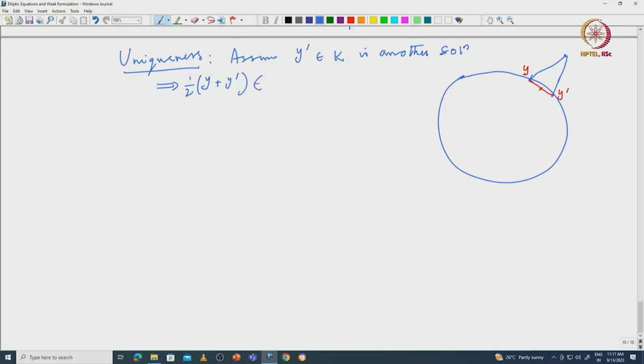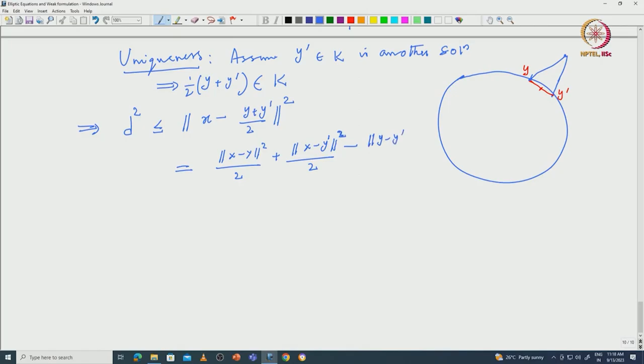For any t, t y plus 1 minus t y prime, for 0 less than or equal to t less than or equal to 1, which I will use. So with that you can prove that d is the smallest one. So d is less than or equal to norm of x minus (y plus y prime) by 2, because it is in k and d is an infimum. For the analysis let me square it. So here is a small exercise which you can show, you do some expansion etc, you can show that this is half of norm x minus y squared plus half of norm x minus y prime squared, and minus norm of y minus y prime by 2, squared. You need to do some computation here.